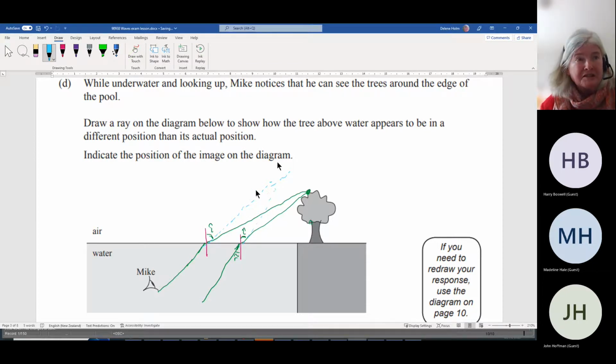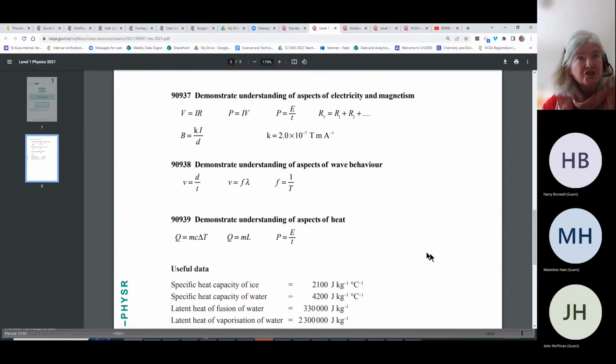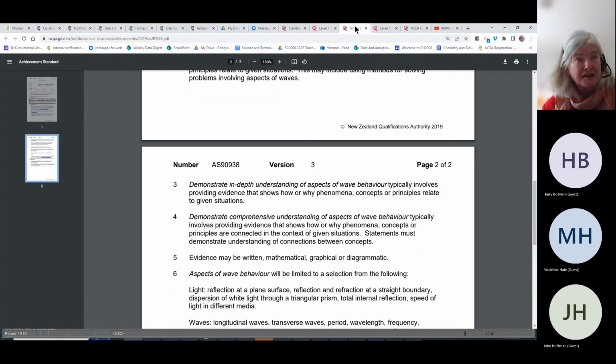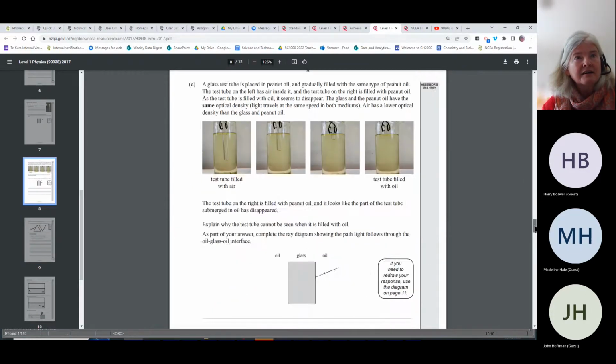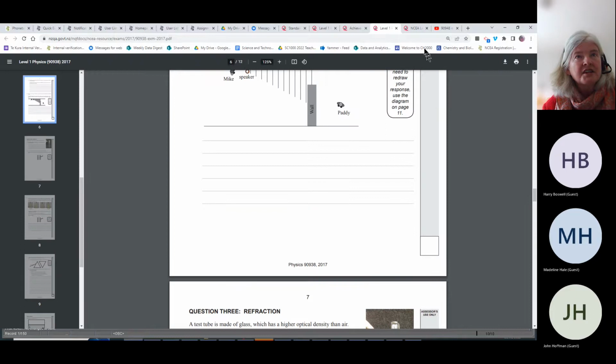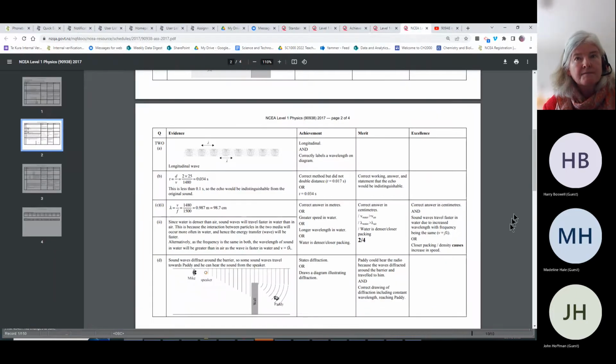Now, because this is so badly drawn, I'm just going to show you what the actual assessment schedule shows, because that's a much better diagram. Let me have a quick look at it here. Sorry, that's the exam paper. This one.